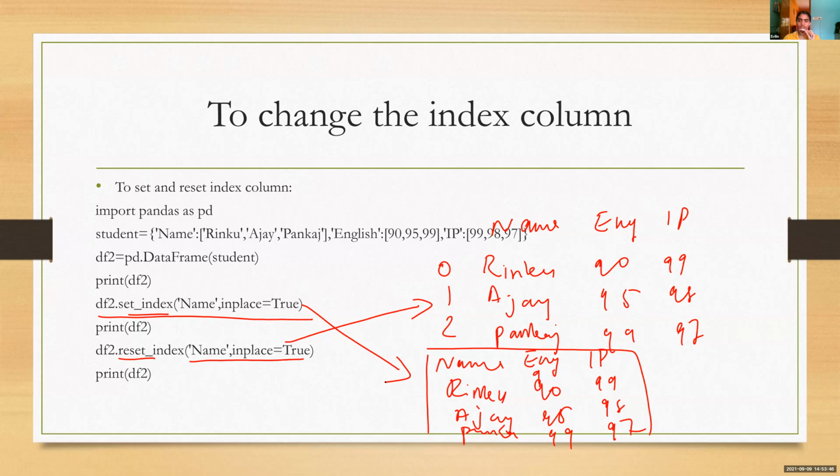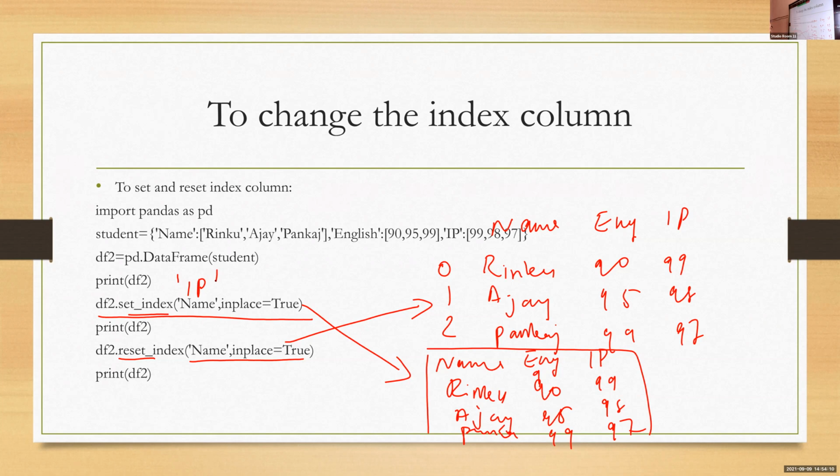df2.set_index('IP', inplace=True). Correct, Evelyn. Instead of name, I want to set IP as the row heading. So df2.set_index within single quotes, write IP, and all the other things are the same for the set index statement. That is the default parameters used.